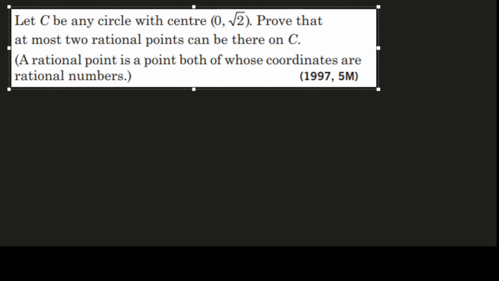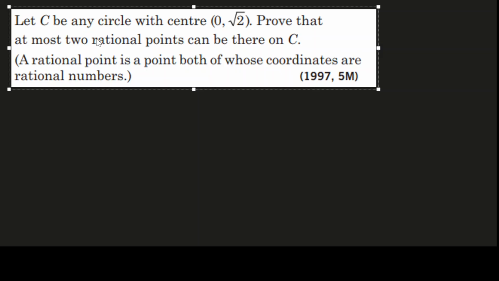It seems so mind boggling, right? There are infinite points on the circle. How am I going to prove that there are at max two rational points? Should I test all of these points somehow and see whether they are rational or not? No, the answer to such questions is always proof by contradiction. You assume what the problem says can't happen to be true, and then something breaks, right? That's the idea. So let's try and solve this problem.